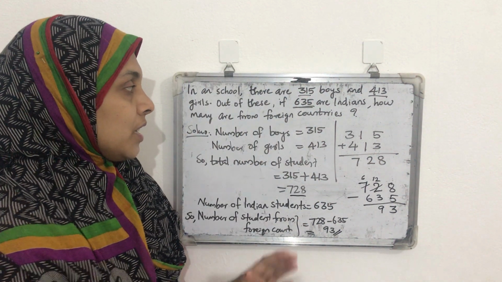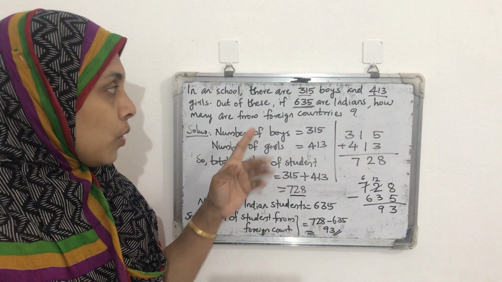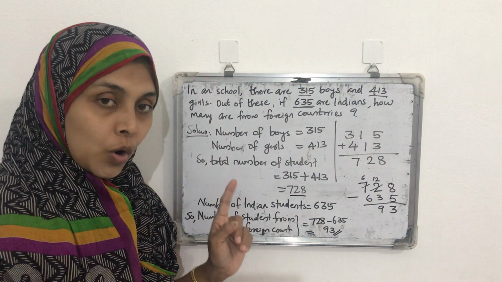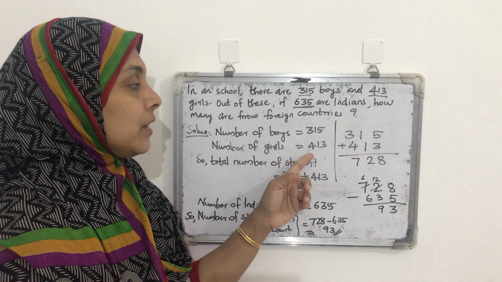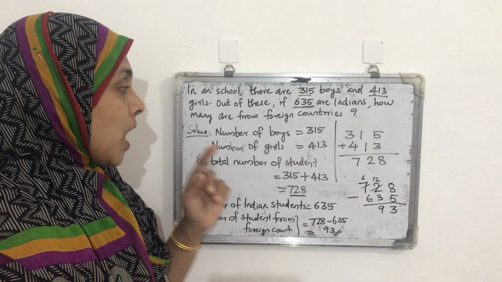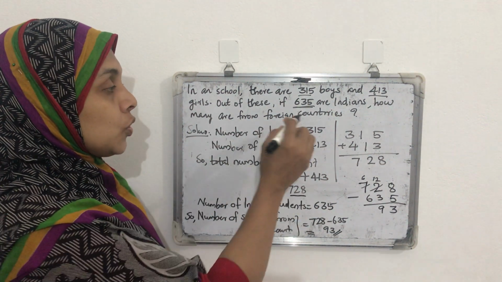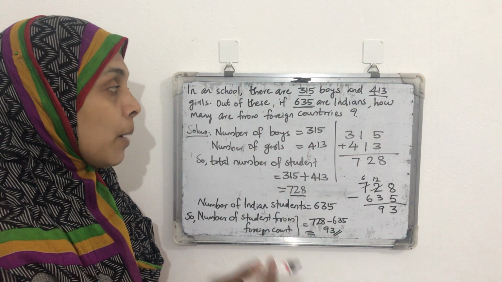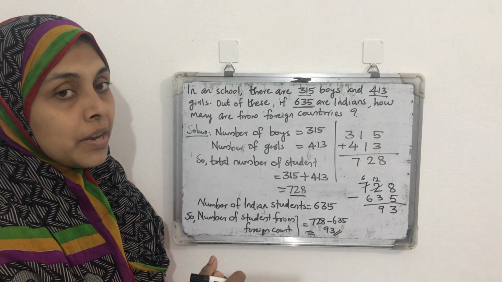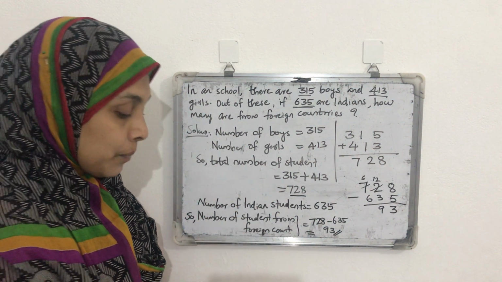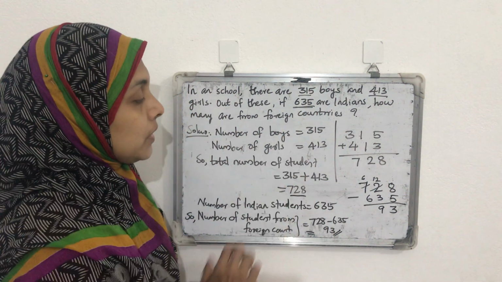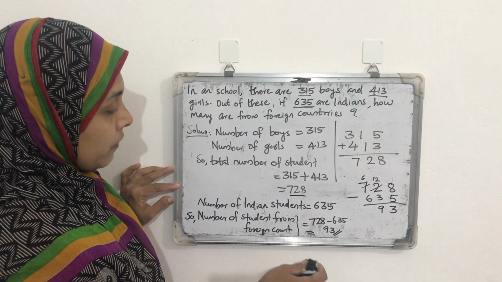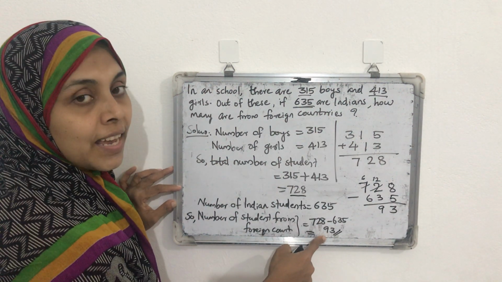Okay, understand the question? So first we find out the number of boys and girls, that is given in the question. After that we find out the total number of students by adding these two, number of boys and girls. Next, here it is given how many students are Indian. 635 students are Indians. So the number of students from foreign countries will be, from the total number of students we are subtracting that number of Indian students, that is 635. Okay, so we got the answer as 93.